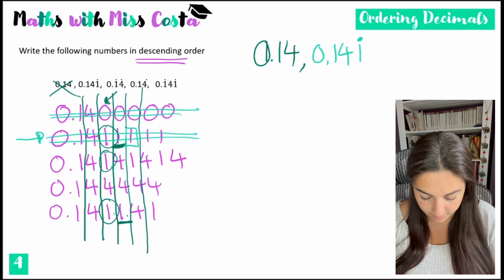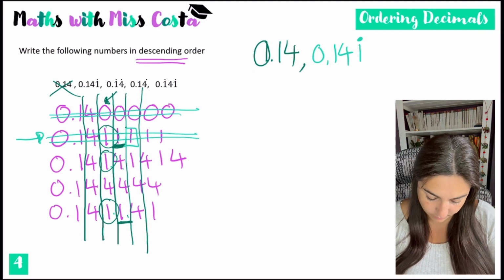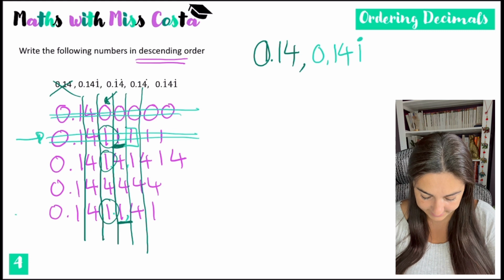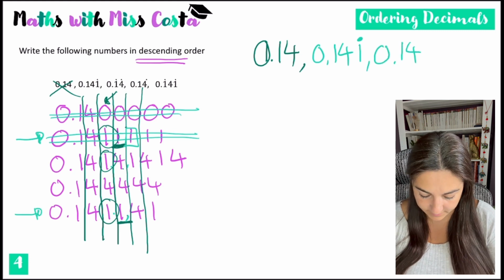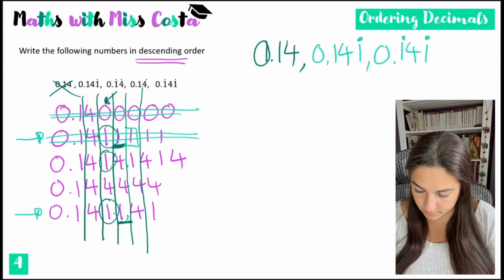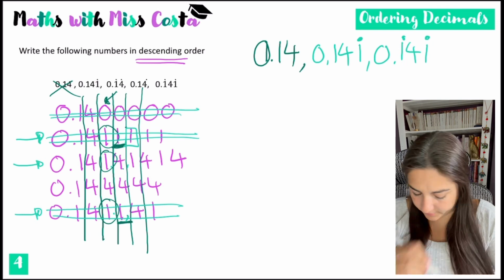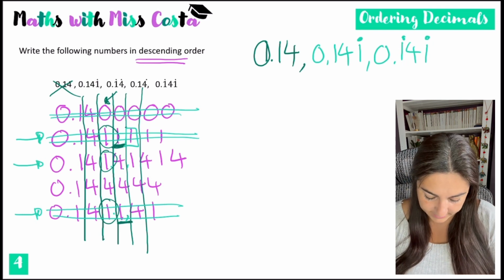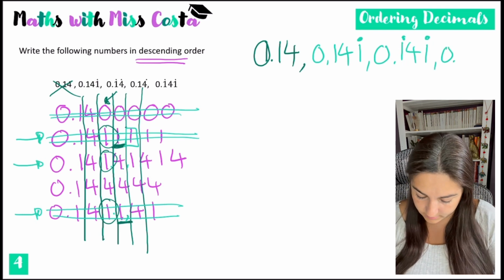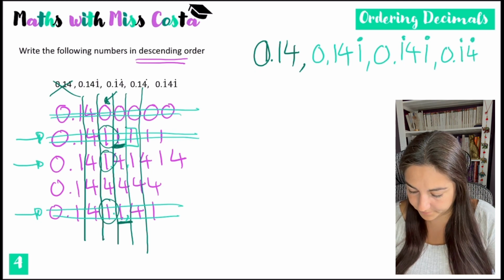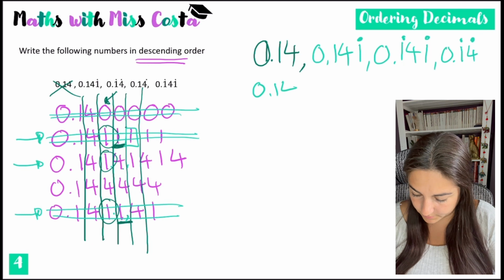Okay, then we go back to this column. So we've got 1 and 4, and 1 is less than 4, so this will be our third value, 0.141 recurring like that. Let's cross that out. And then we'd be left over here with 0.141. So what was the original one? That was 0.14 recurring like that, which leaves us with our last one, which is 0.14 recurring.